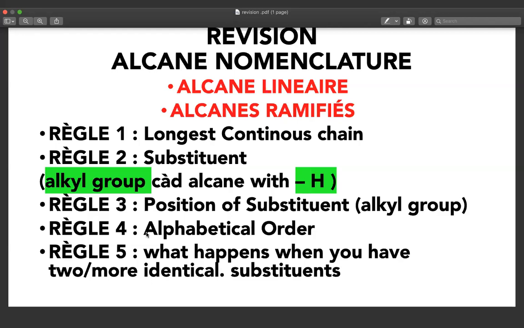Then règle 5, which we're going to start today, is what happens when you have 2 or more identical substituents. It's the same principle. We are going to apply all these rules. Then where règle number 5 comes in, I'll surely highlight it. So far, are there any questions or any queries? Maybe you want me to explain something before we learn something new. Okay, it's like there are no questions.